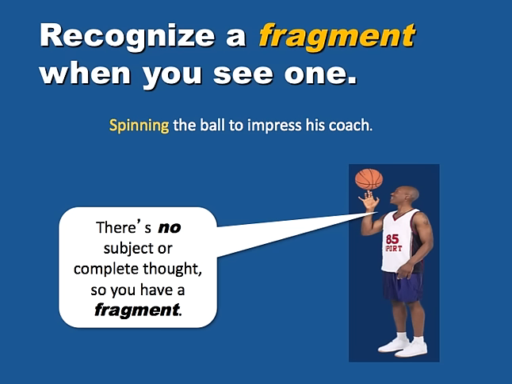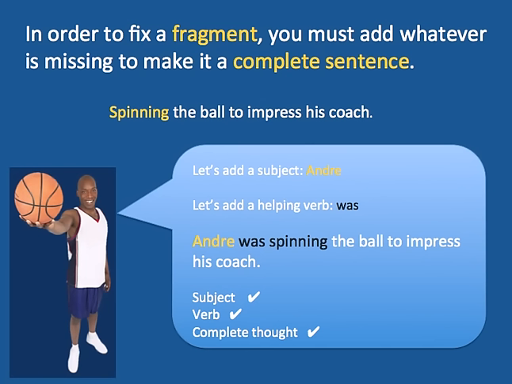However, if one of those things is missing, you have a fragment. That's your next blank. For example, spinning the ball to impress his coach. There's no subject in that sentence. Who was spinning the ball? There's no complete thought. Without the subject, we don't have a coherent thought, so therefore we have a fragment. So in order to fix a fragment, you need to add whatever is missing to make it a complete sentence.